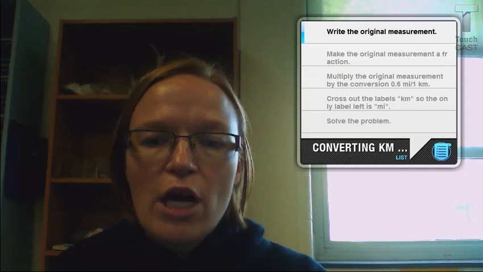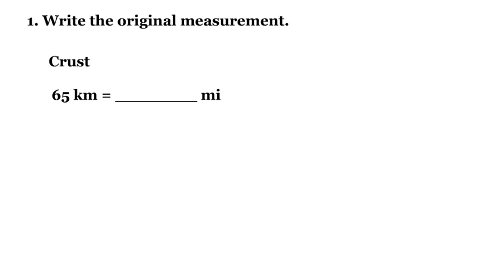First off, you're going to start by writing the crust. We write what the original measurement was. So the crust was 65 kilometers thick, and we don't know what that equals in miles. And so that's what we're going to learn today.